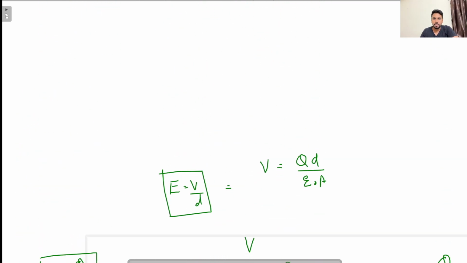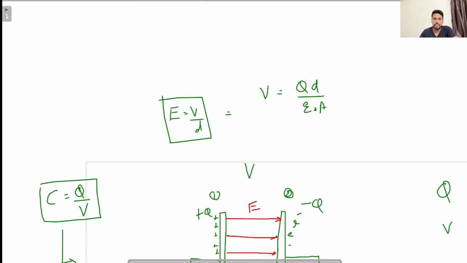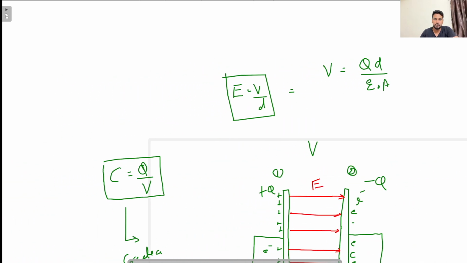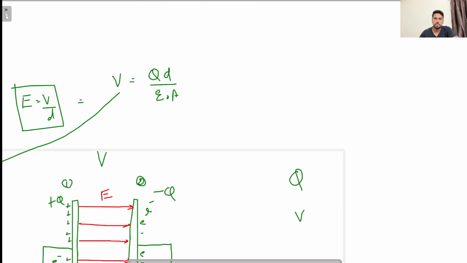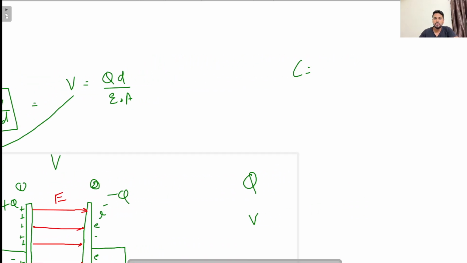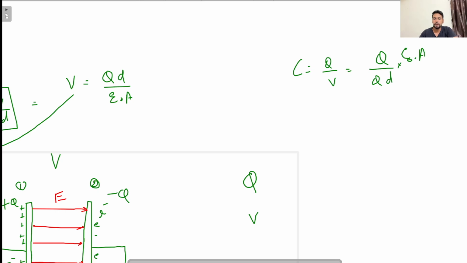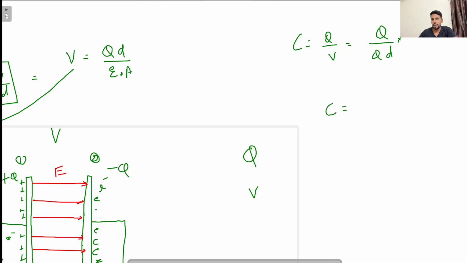Right, so now I have got V is equal to Q D by epsilon naught A, and now this V I am going to substitute in the final formula. So C is equal to Q by V. So it's going to be Q by Q D into epsilon naught A. Now Q will get cancelled, and the capacitance of a parallel plate capacitor is epsilon naught A by D. Now this is the value of capacitance of a parallel plate capacitor.